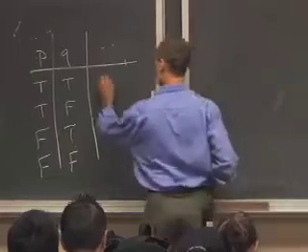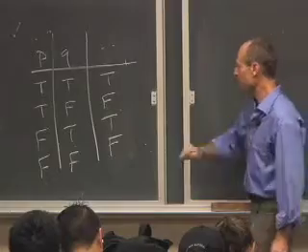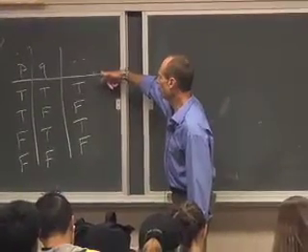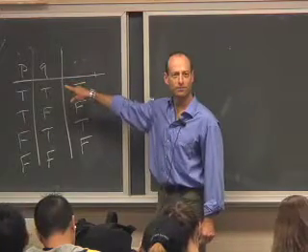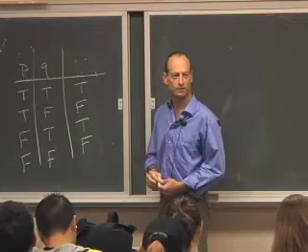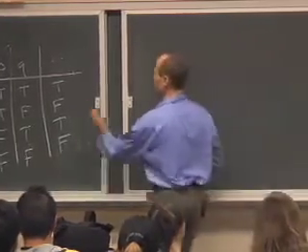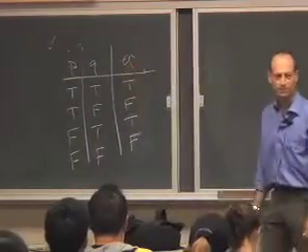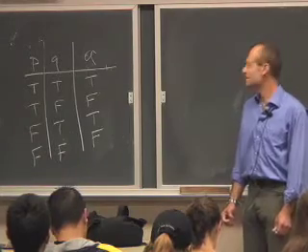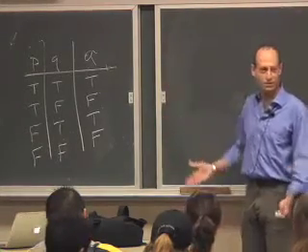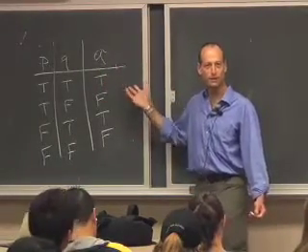True, false, true, false? Okay, so this is one that is true whenever Q is true, and it's false otherwise. It's true exactly when Q is true. So this is logically equivalent to Q. It's a function of P and Q whose value is Q, whatever Q happens to be.